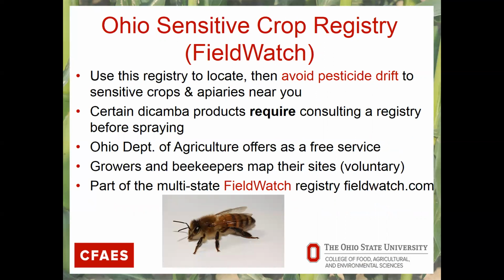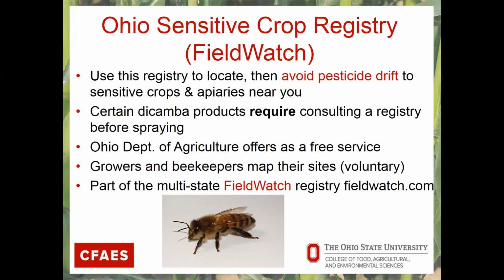The Ohio Pesticide Crop Registry is intended to help pesticide applicators prevent drift to sensitive crops and apiaries. It is a free online registry that is part of a multi-state FieldWatch registry, and it is made available to Ohio growers and professional applicators by the Ohio Department of Agriculture. All users register at fieldwatch.com. To use the tools, you must create an account. The use of FieldWatch and the related tools is completely voluntary.